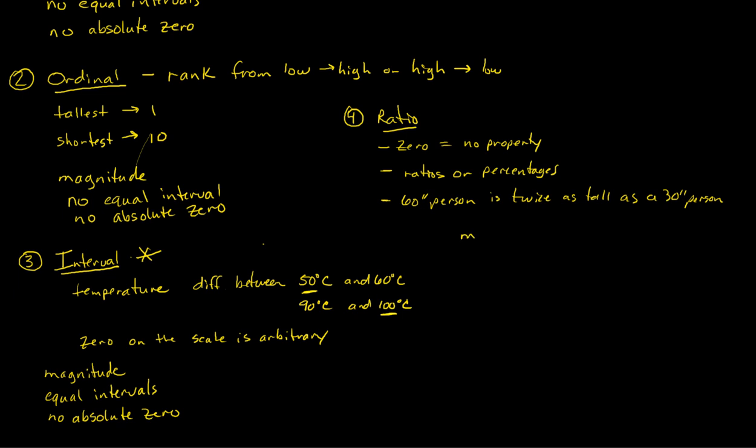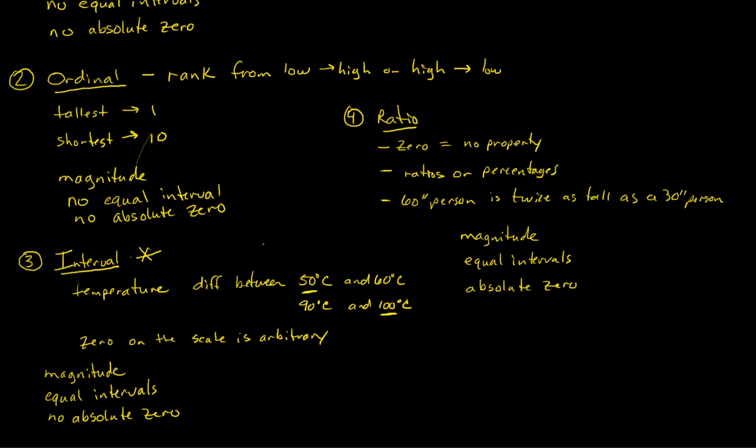So what do we have here in terms of our properties? Well, we have magnitude again. We still have equal intervals. And our last one is now we do have absolute 0. So as we went from nominal to ordinal to interval to ratio, we continue to gain these scalar properties.